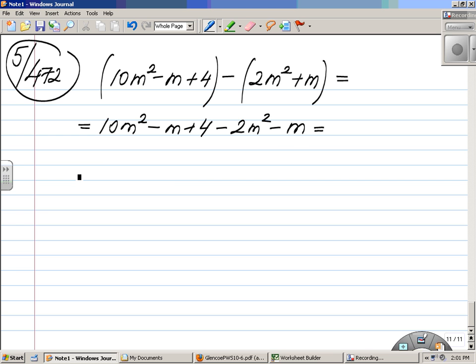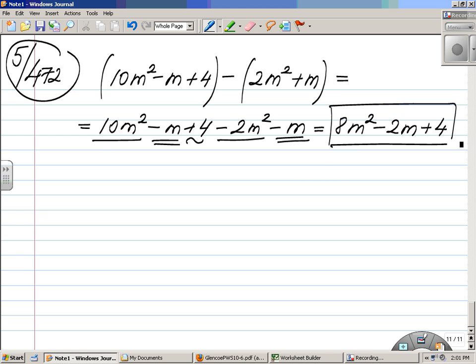Equals, you look for like terms. 10m squared minus 2m squared will be how many m squared? 8m squared. I've got minus m will be how many m's? Negative 2m, right? Plus 4 is by itself, stays like that, plus 4. And we are done.